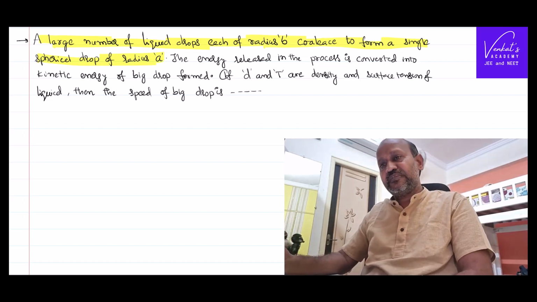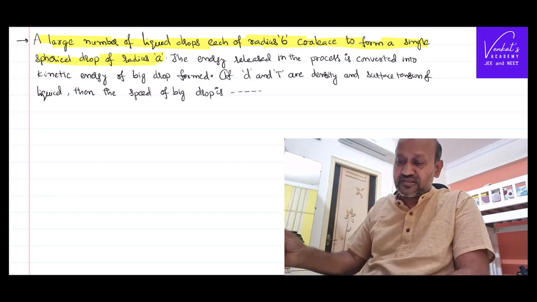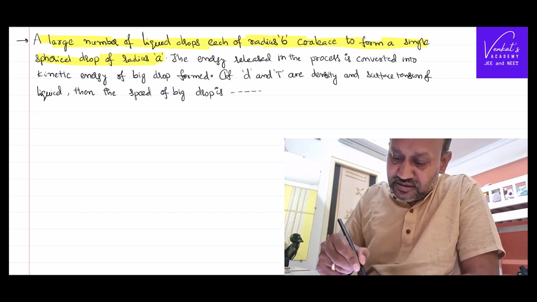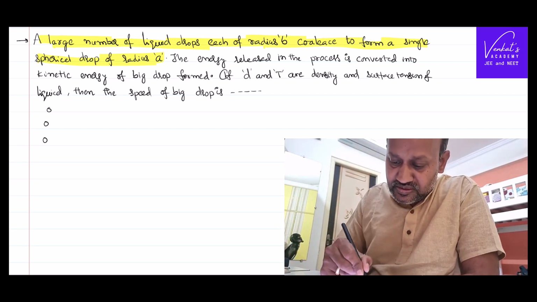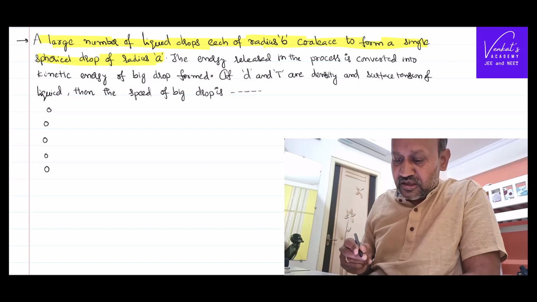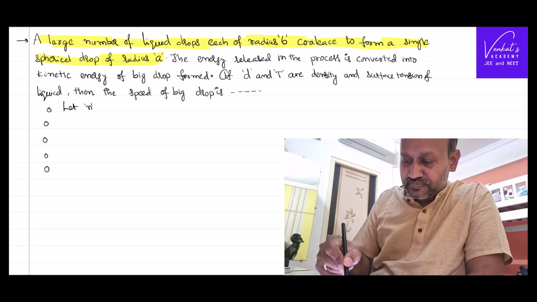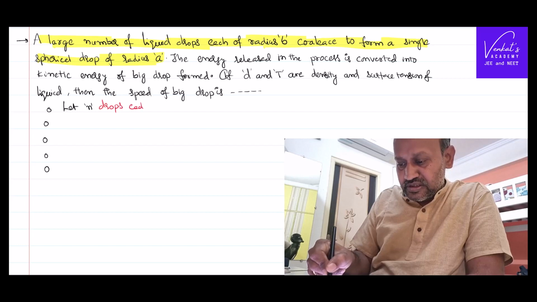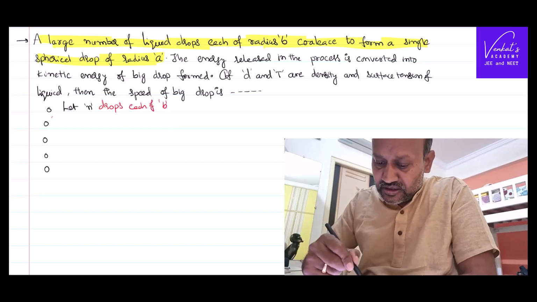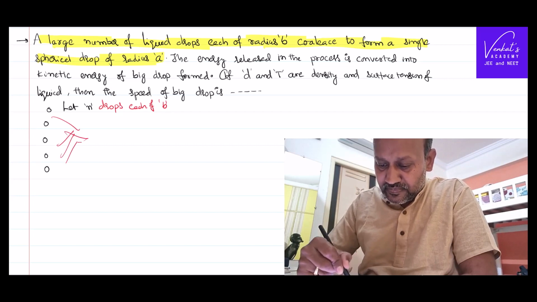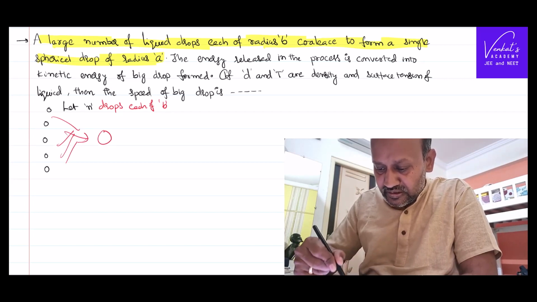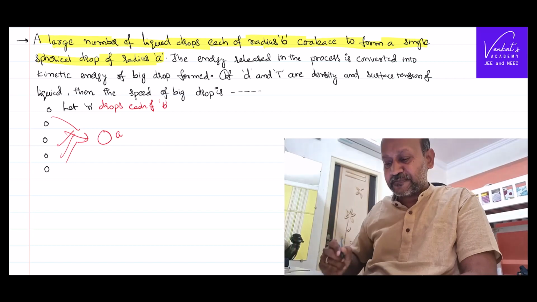Let me stop here for a minute and understand what is being given. What he said is, there is a large number of drops. I don't know how many that large number is. Let that number be n. Let n number of drops, each of radius b, be combined, merged to form a big drop of radius a.